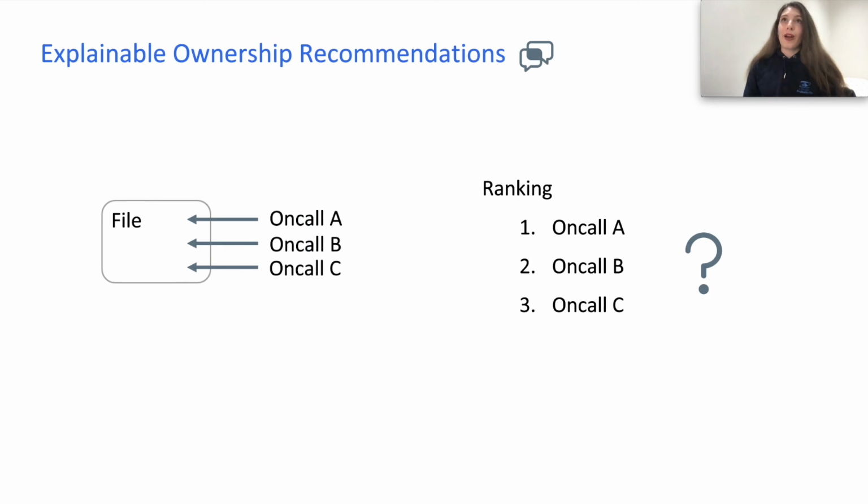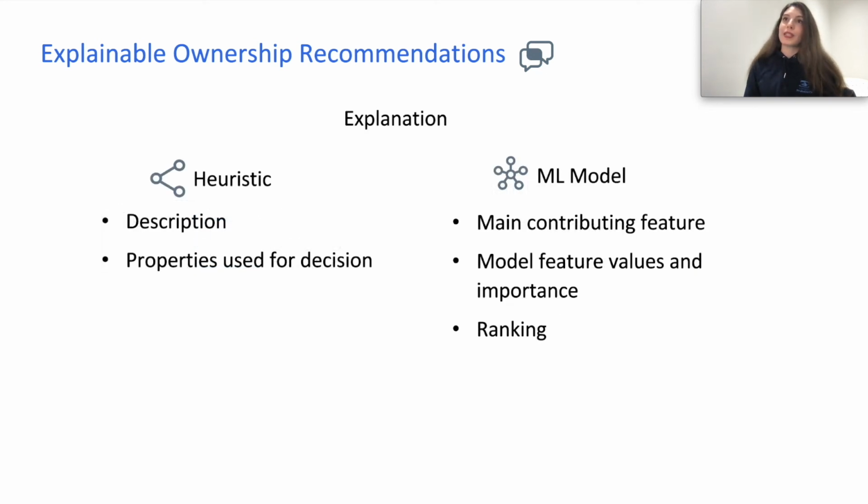Finally, we're very proud to have explainable recommendations, so this allows owners to make informed decisions when deciding if they want to reject or hopefully accept a given asset. The way that we do this is that in the case we're using a heuristic to make the recommendation, we will give a detailed description of what the heuristic is, and also properties and the values of the properties we used while making the decision.